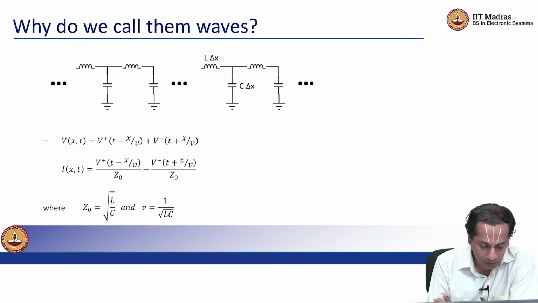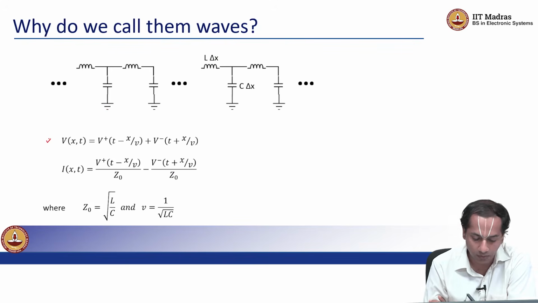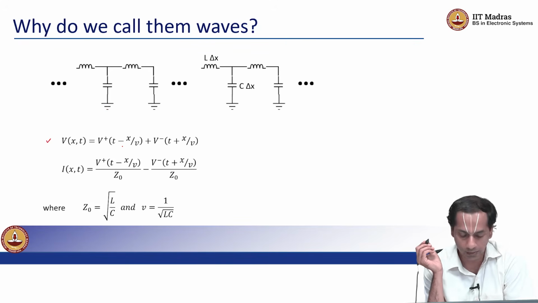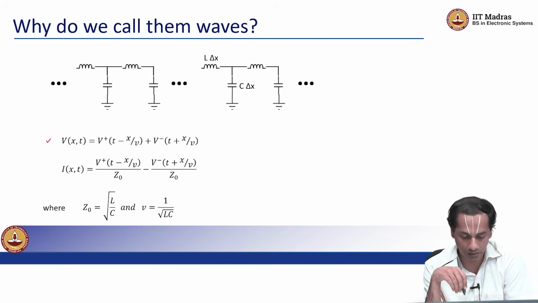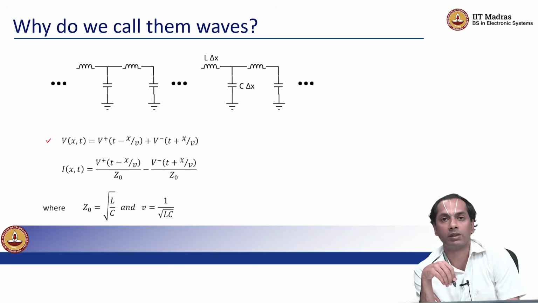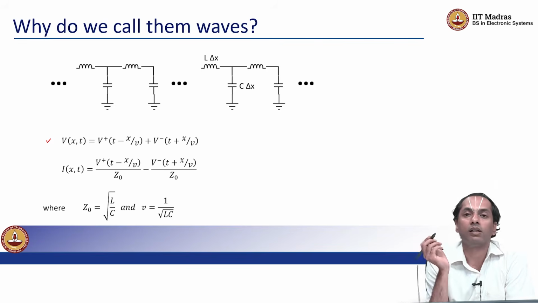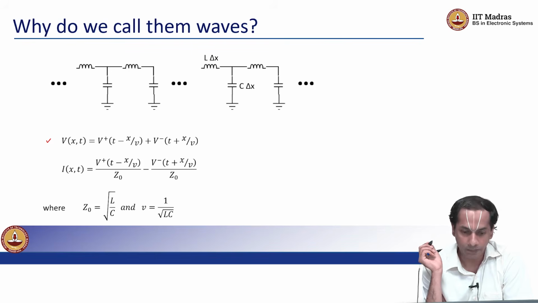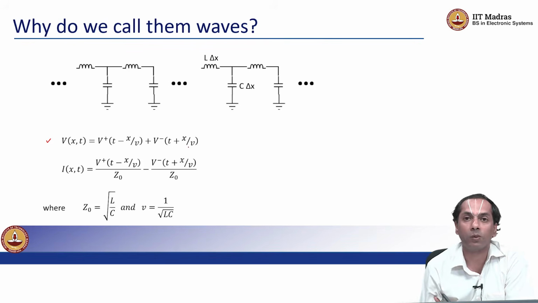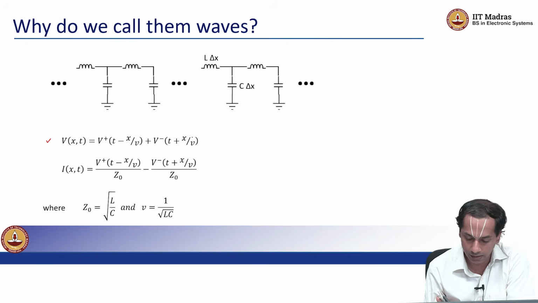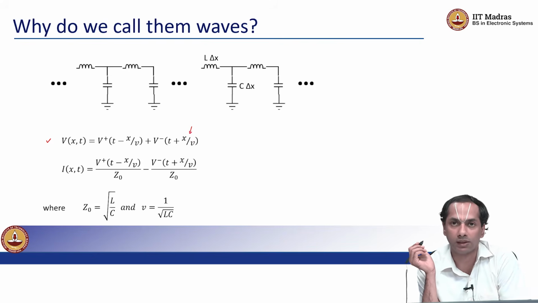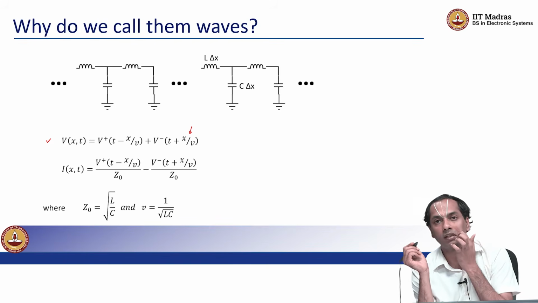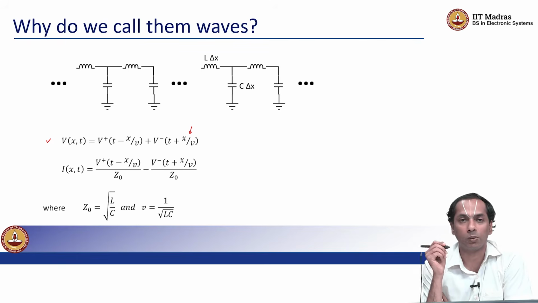So I have V of x, t as V plus plus V minus, and I is V plus divided by Z naught minus V minus divided by Z naught, where Z naught is square root of L by C. And x square root of LC, I am writing it as x by v, where v is 1 over square root of LC. So just some notations. It will quickly become clear why I want to make these changes.